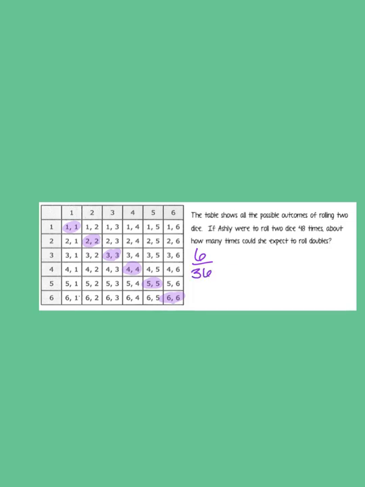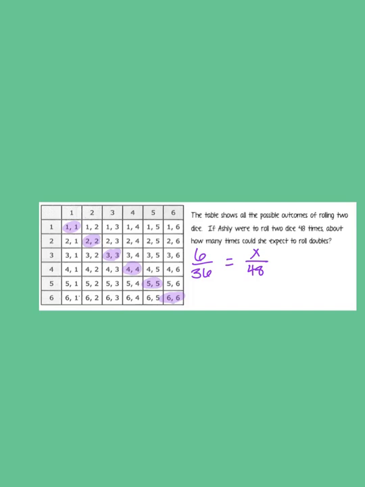So think about this. What that means is if I was going to roll the dice 36 times, I should get doubles 6 of those times. So I should get doubles 6 out of 36 times. That's what probability is. So if I said, what about if I roll it 48 times? So I'm going to make it equivalent to 48. How many times should I get doubles?